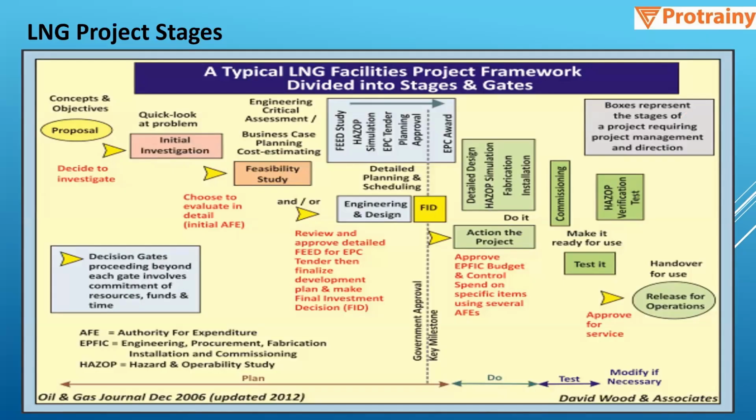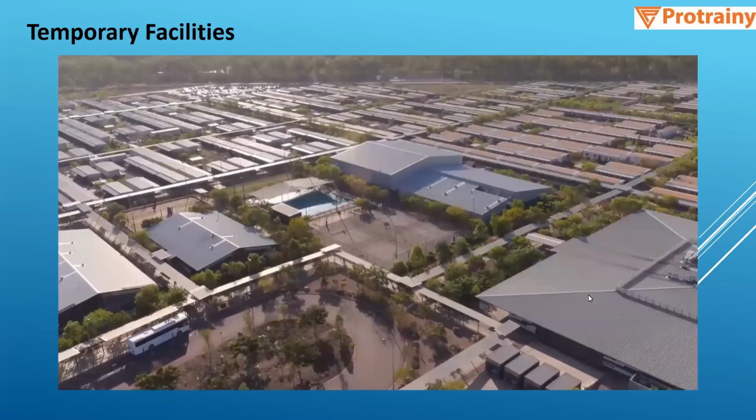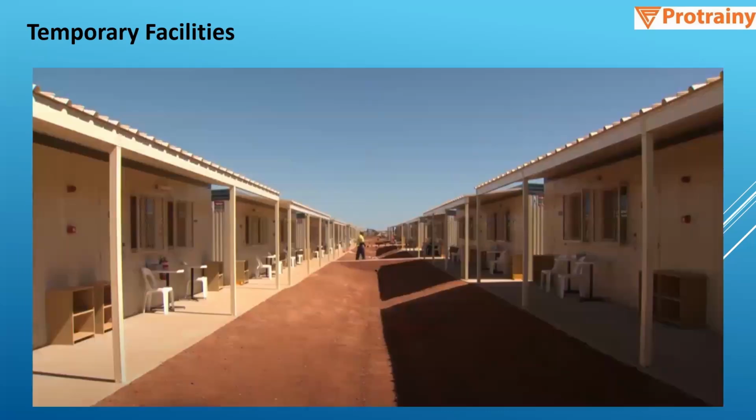So basically, this particular snapshot shows you the stages. We have the project start from the proposal stage, goes for initial investigation and feasibility study. Then engineering and design is done, and then construction is done, then commissioning, and after that, it is handed over to operations. So the first activity, we have to set up the temporary facilities, that is the office and yards and stores. So these are some of the pics of the office temporary facility setup.